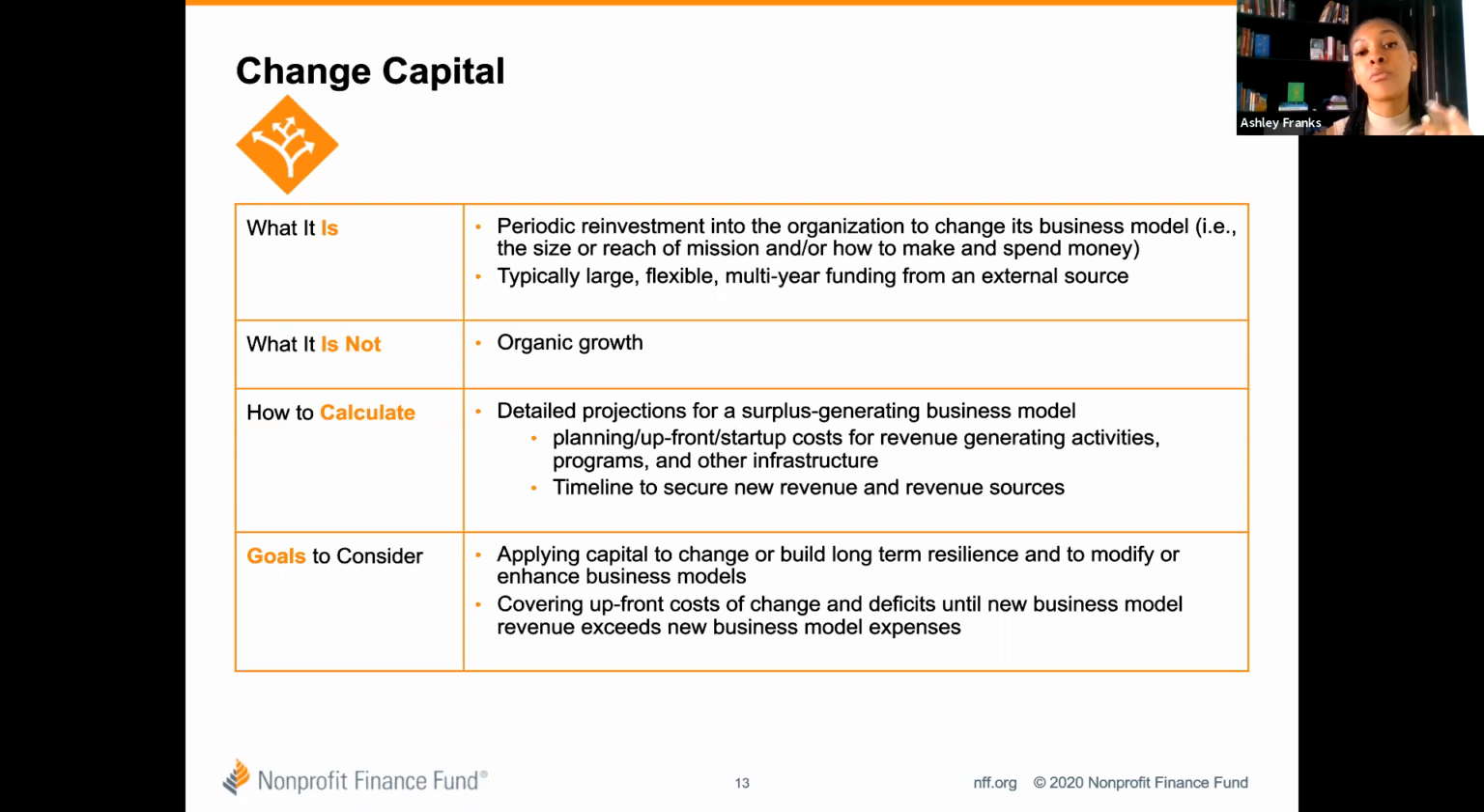Calculating the hard costs that you need to change your business model is something that you would work on with consultants like ourselves at NFF in greater detail to determine what kinds of expenses will actually be incurred or what will actually change as a result of your proposed changes. And then what revenue will be needed to support those expense changes.